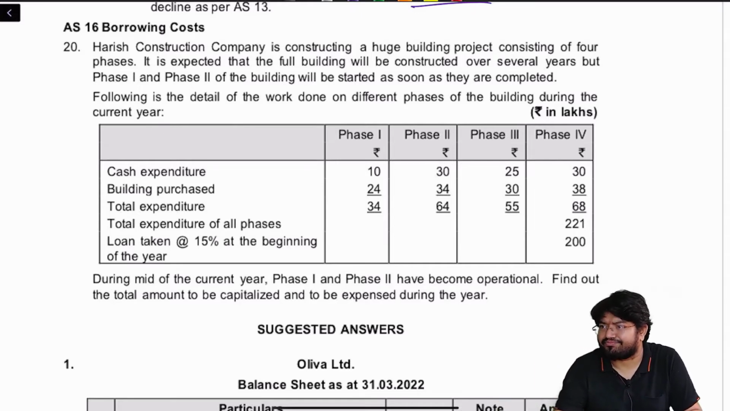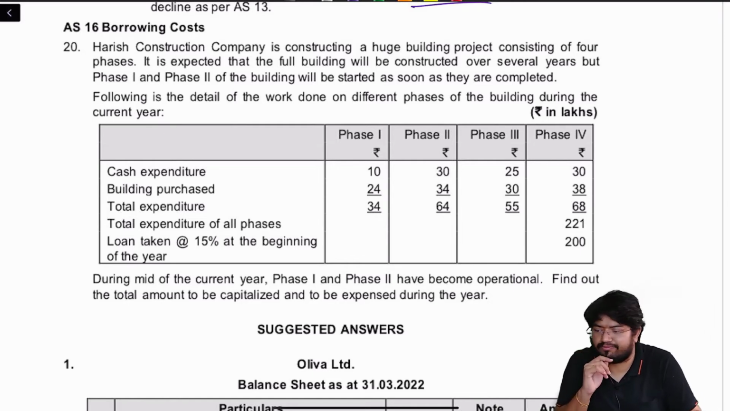Next, your total cost of the project is how much? It is 34 plus 64 plus 55 plus 68. So all put together it is going to be 221. So out of 221, if that is the total cost of your project, you are incurring cash expenditure only to the extent of 30 lakhs out of this 200 lakhs. Am I making sense? Yes, sir.